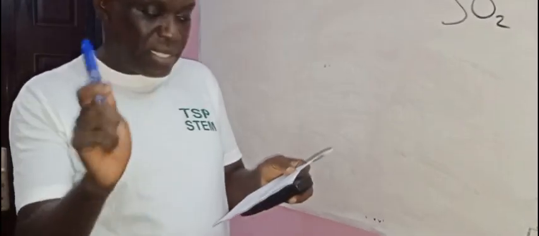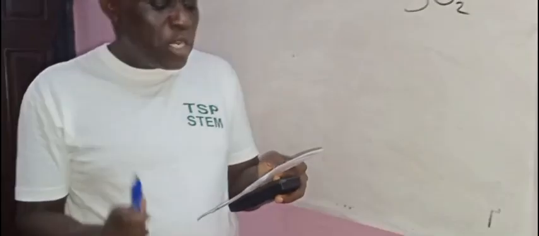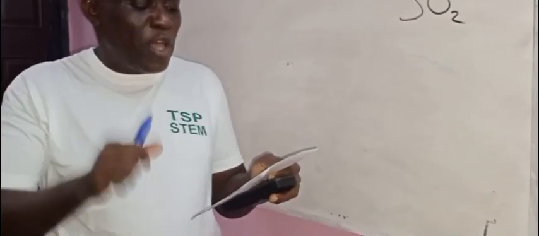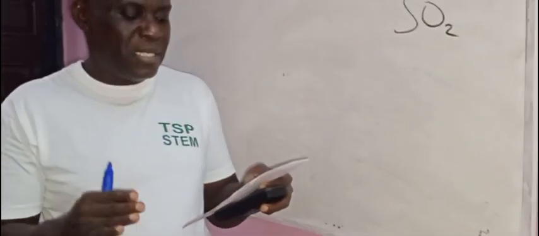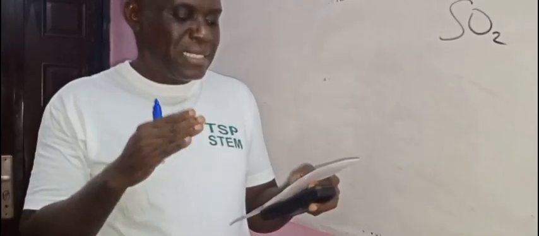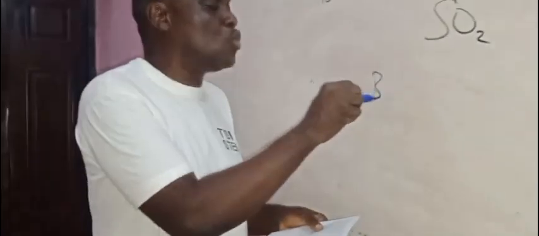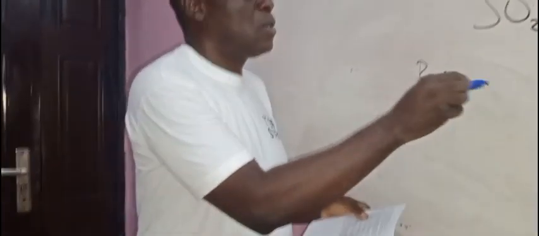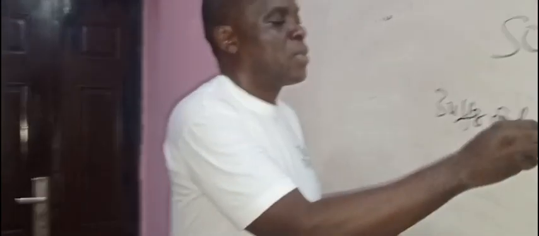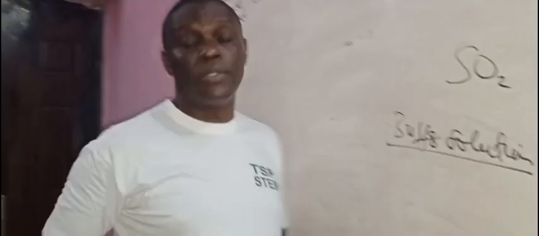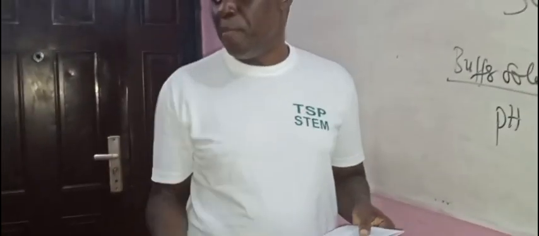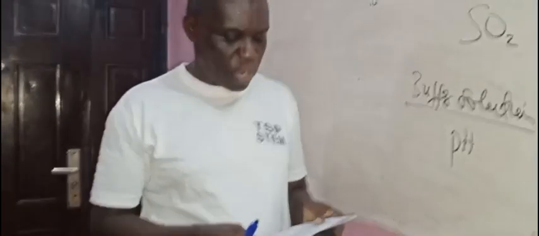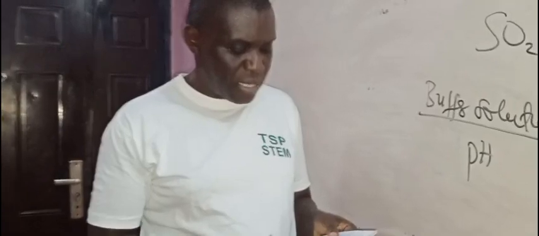Now, look at this. Listen to this. A solution whose pH cannot be easily altered due to accidental addition of acid or base is called a buffer solution. A buffer solution, you cannot alter the pH value by adding acid or base. Is that clear? We call it buffer solution. Take note of that.